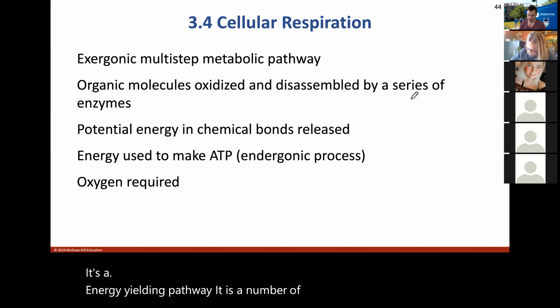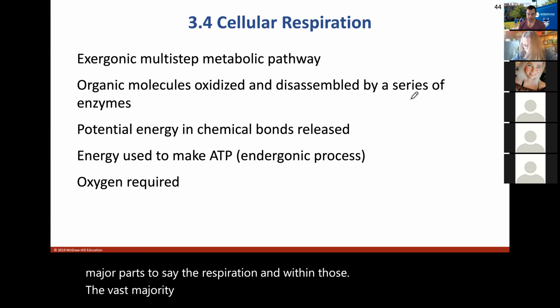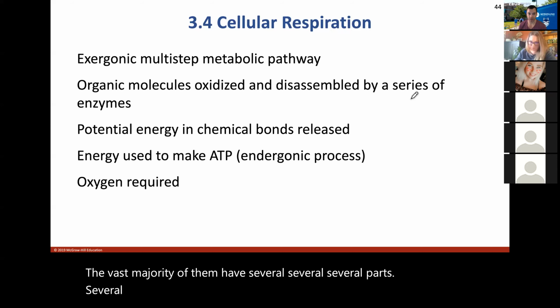There are 1, 2, 3, 4 kind of major parts to cellular respiration, and within those, the vast majority of them have several parts, several steps in this pathway to yield all of this ATP.